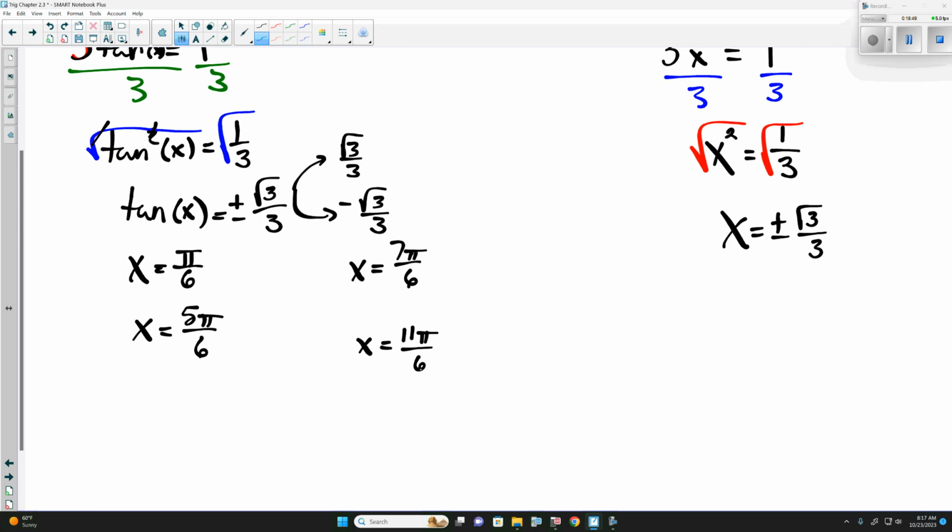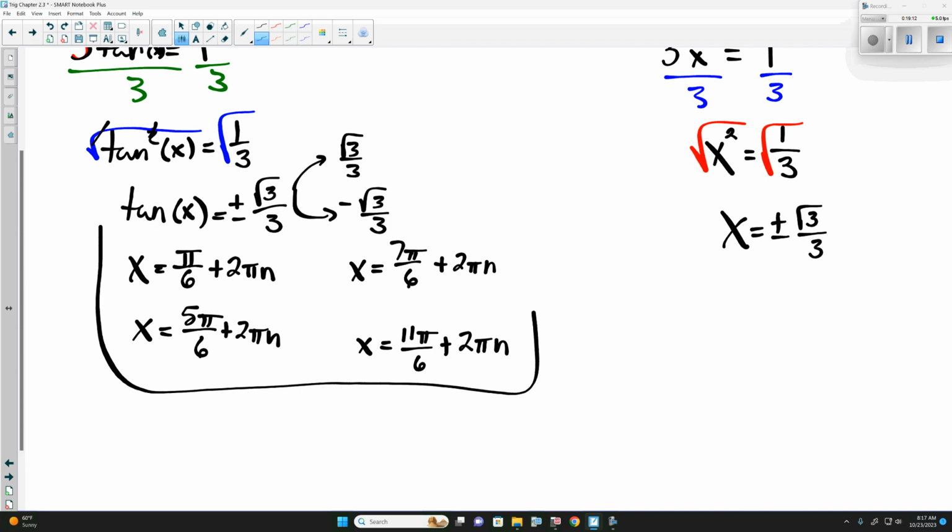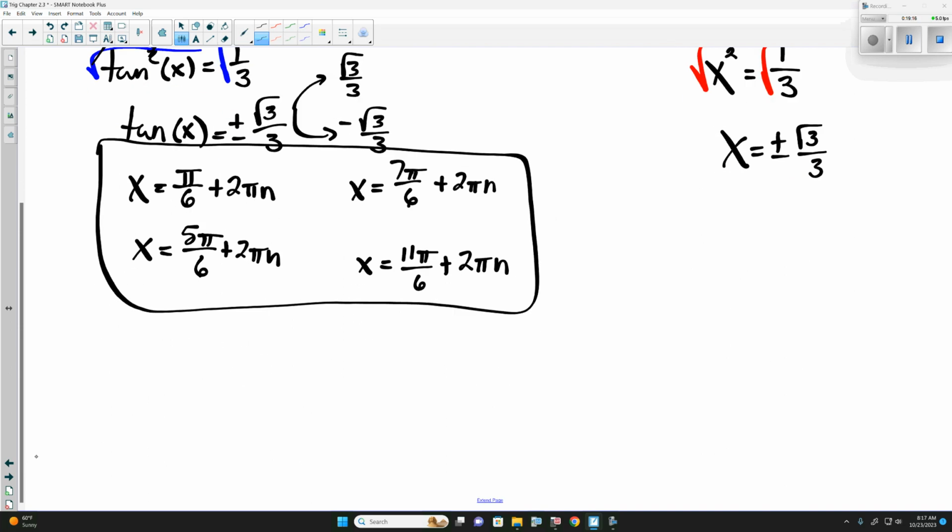Because our 11 pi over 6 and 5 pi over 6 are our negatives of this here. 7 pi over 6 and pi over 6 are our positives. And again, because we're not restricted on these angles remaining between 0 and 2 pi, we have to add 2 pi into it. So our answer is all this here. Questions on any of this here?